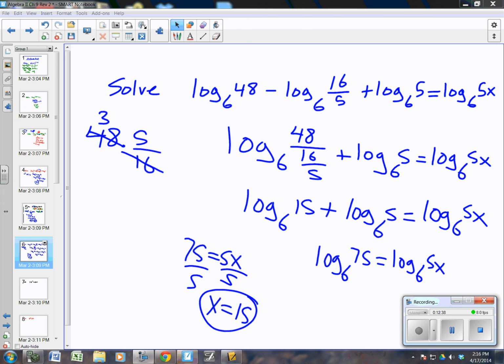Okay? Got it? What questions do you have on it? Do you understand that we combined the first two using the quotient property? So I divided 48 by 16/5. Now I showed you over here, to simplify that, you go 48 divided by the reciprocal of 16/5, which is 5/16, right? 16 will go into 48 3 times, 3 times 5 is 15. That's how we got the 15 here. And then we combine these two, Colby, using the product property. 15 times 5 is 75, right? So that's log base 6 of 75. And since these are both log base 6, you can just set 75 equal to 5x and solve that to get your answer. Jessica.